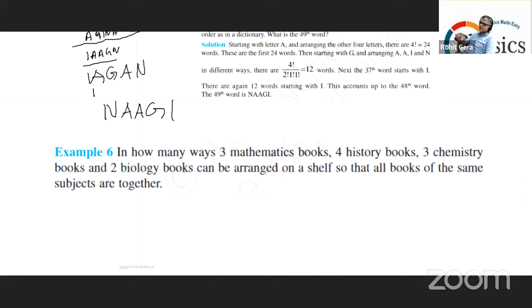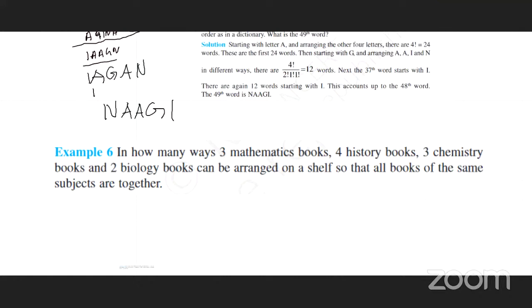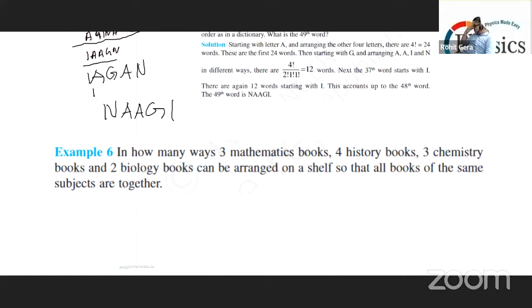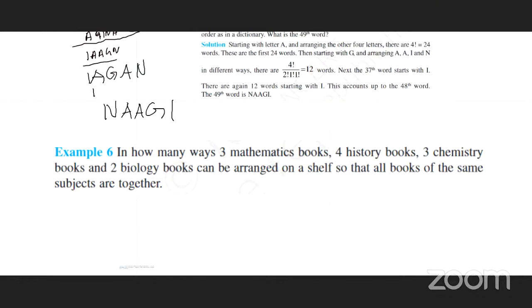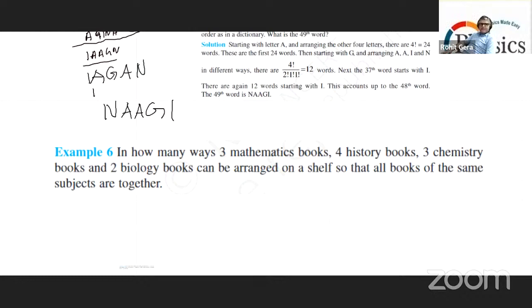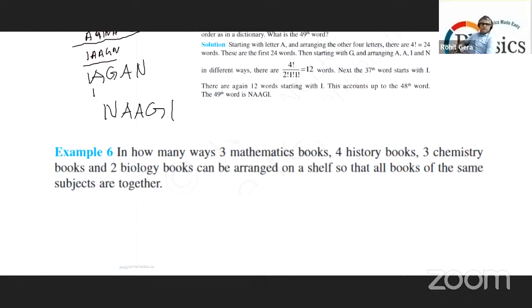Same subjects are together, right? So 1, 2, 3, 4. 4 factorial. Why not 4 factorial here? There are 4 varieties. And then 3 maths books can be interchanged also, right? They are saying they can be arranged on a shelf so that all books of the same subject are together. So it's a bundle, right? 4 bundles are available to you: maths bundle, history bundle, chemistry bundle, and biology bundle.